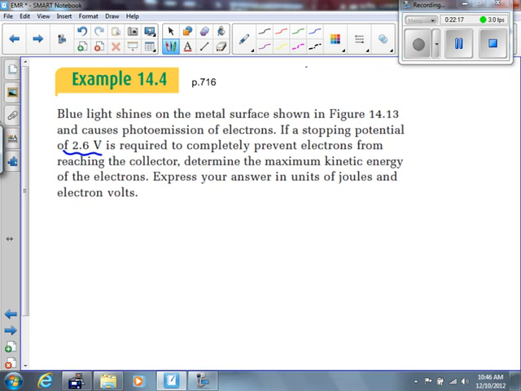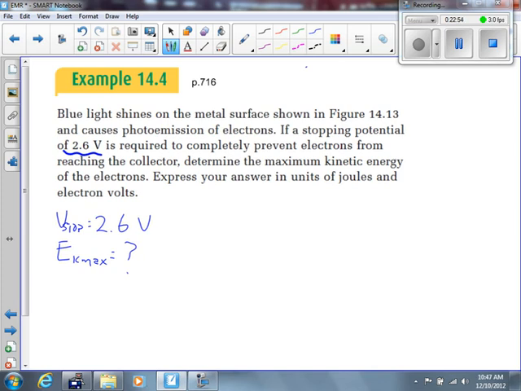Let's write down some givens here. What is this 2.6 volts thing? Annie? Yeah, we're going to call that V stop. Okay, we're not told specifically that it's the stopping potential, but if we read between the lines, we in essence are told that. 2.6 volts is required to completely prevent electrons from reaching the collector. In other words, it's required to stop the electrons. That's the definition of stopping potential. We want to determine the max kinetic energy of these ejected electrons.